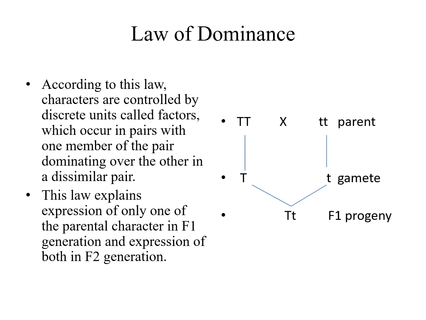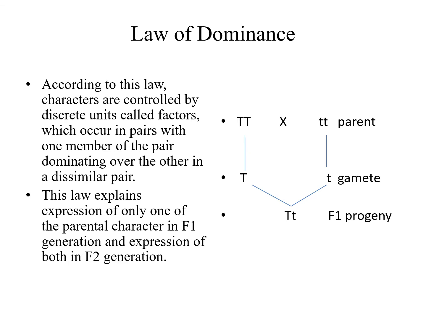Law of dominance. See, in the monohybrid cross, a homozygous tall and a homozygous dwarf parent. You can see it in this cross also. Then the gametes are capital T, small t. The individual is capital T, small t. This is heterozygous tall. Here the law of dominance plays a vital role, because of that we are saying tall. According to this law, characters are controlled by discrete units called factors which occur in pairs, with one member of the pair dominating over the other in a dissimilar pair. So here one of the parental traits is expressed.